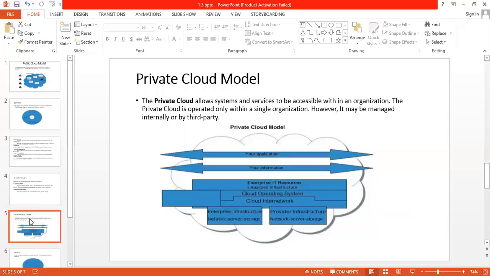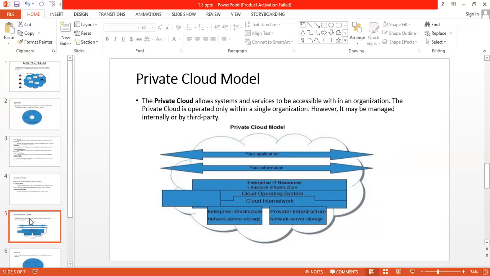So the thing is, a private cloud is generally used within an organization, and apart from that organization, no one can access that cloud if he or she is not an authorized person for that organization. One cannot go in. That level of security is maintained in the private cloud also.